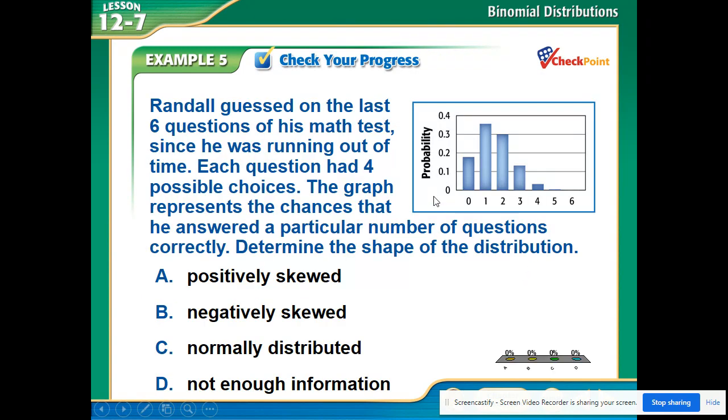What about this one? A little bit of review again. So we have a value over here, and we're missing these values over here. So we're missing the positive values. So it is positively skewed.